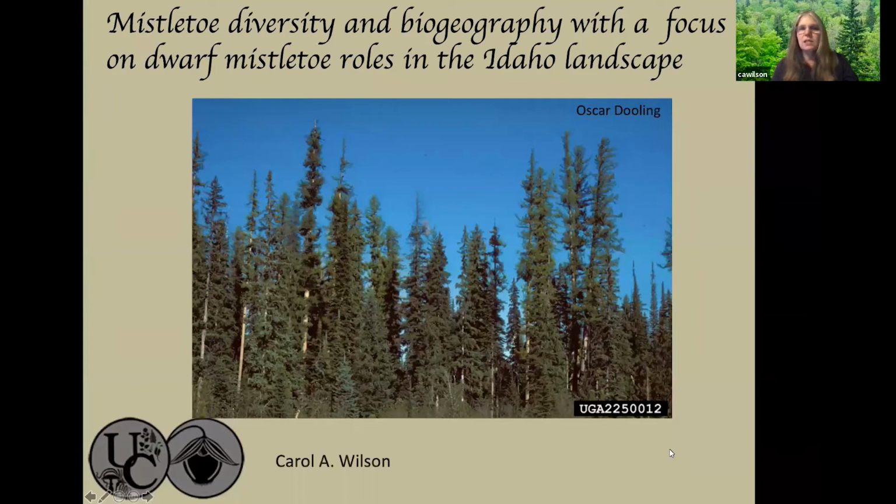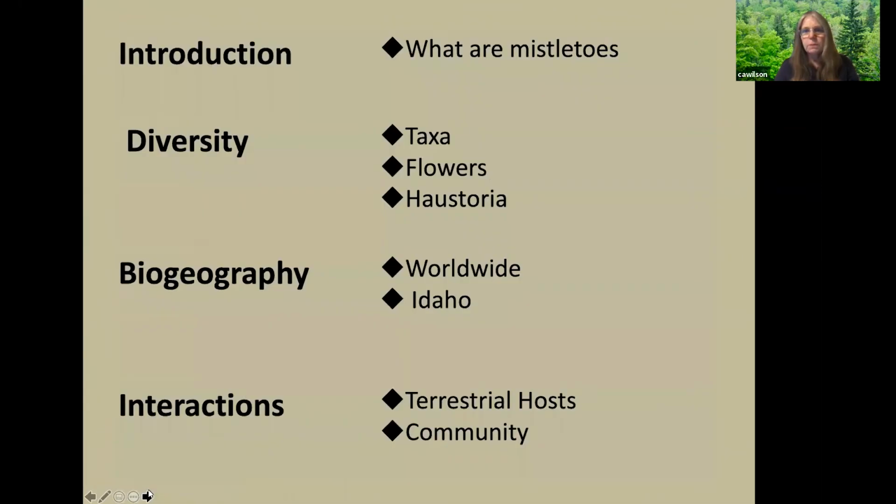So my talk today is on mistletoe diversity and biogeography, and I wanted to focus on the dwarf mistletoes in the Idaho landscape. As Barbara said, I'm probably a little more familiar with some of the other mistletoes, have done more work on Phoradendron more locally, and on the Loranthaceae in the Southern Hemisphere. But I have worked a little bit on Arceuthobium, which you'll see.